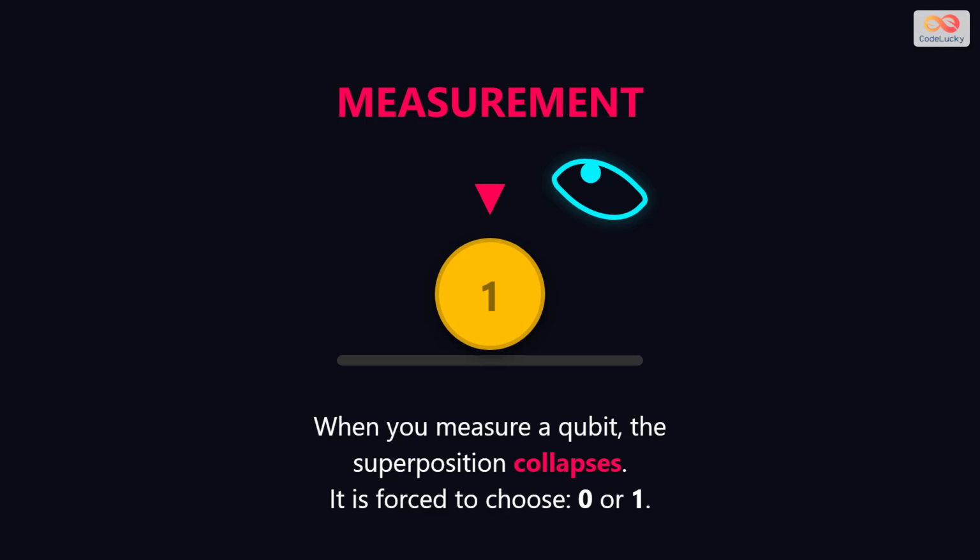However, this fragile state cannot last forever. When we observe or measure the qubit to see what value it holds, the superposition collapses. The spinning coin hits the table. Nature forces it to choose a single state, becoming either a 0 or a 1.